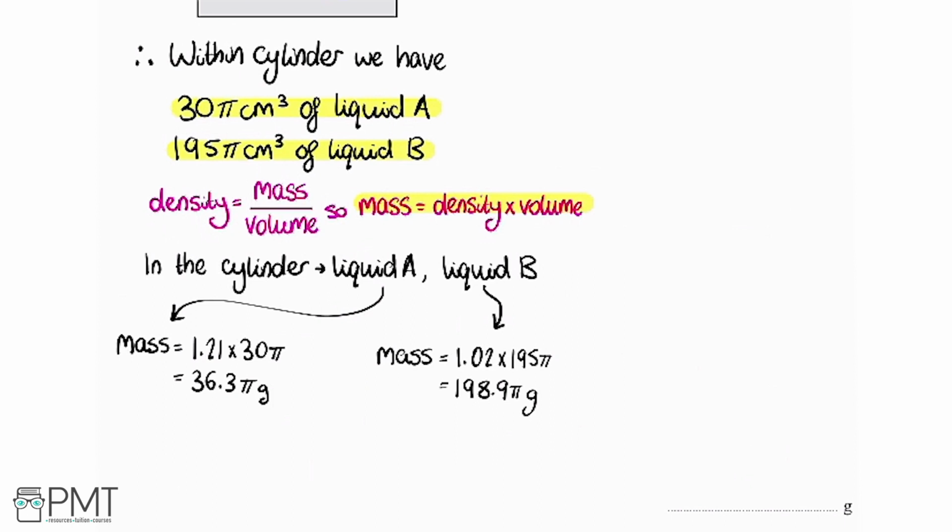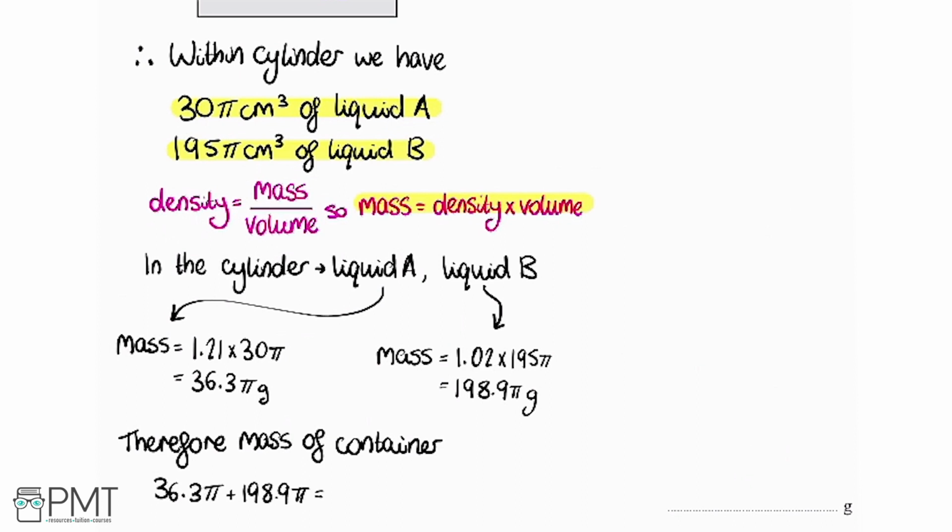So now we want the mass of the liquid within the container, which is liquid C. But liquid C is just made up of liquid A and B in the ratio that we worked out. So therefore, the mass of our container, or our cylinder, is going to be 36.3 pi plus 198.9 pi. And that's going to equal 235.2 pi grams. And I'm now going to use the pi button on the calculator to actually multiply through by pi, which gives us 738.90259... And we want that to 3 significant figures, so that's going to be 739 grams to 3 significant figures, which is our final answer.